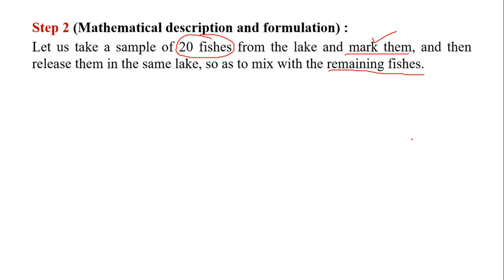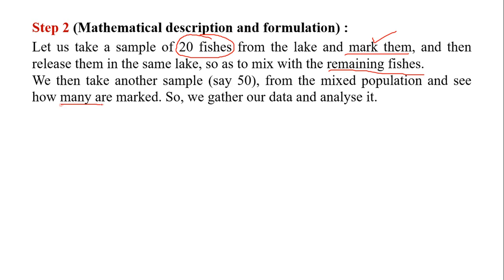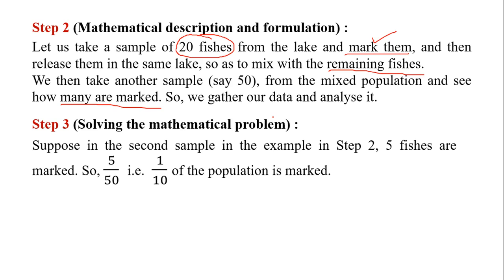We then take another sample of, say, 50 fishes from the mixed population. Mixed population means the 20 which we marked earlier, which we mixed with the remaining fishes. Now we take a sample of 50 fishes from the mixed population and see how many are marked. So we gather our data and analyze it. Now step number 3. Suppose we got 5 fishes which we marked earlier.